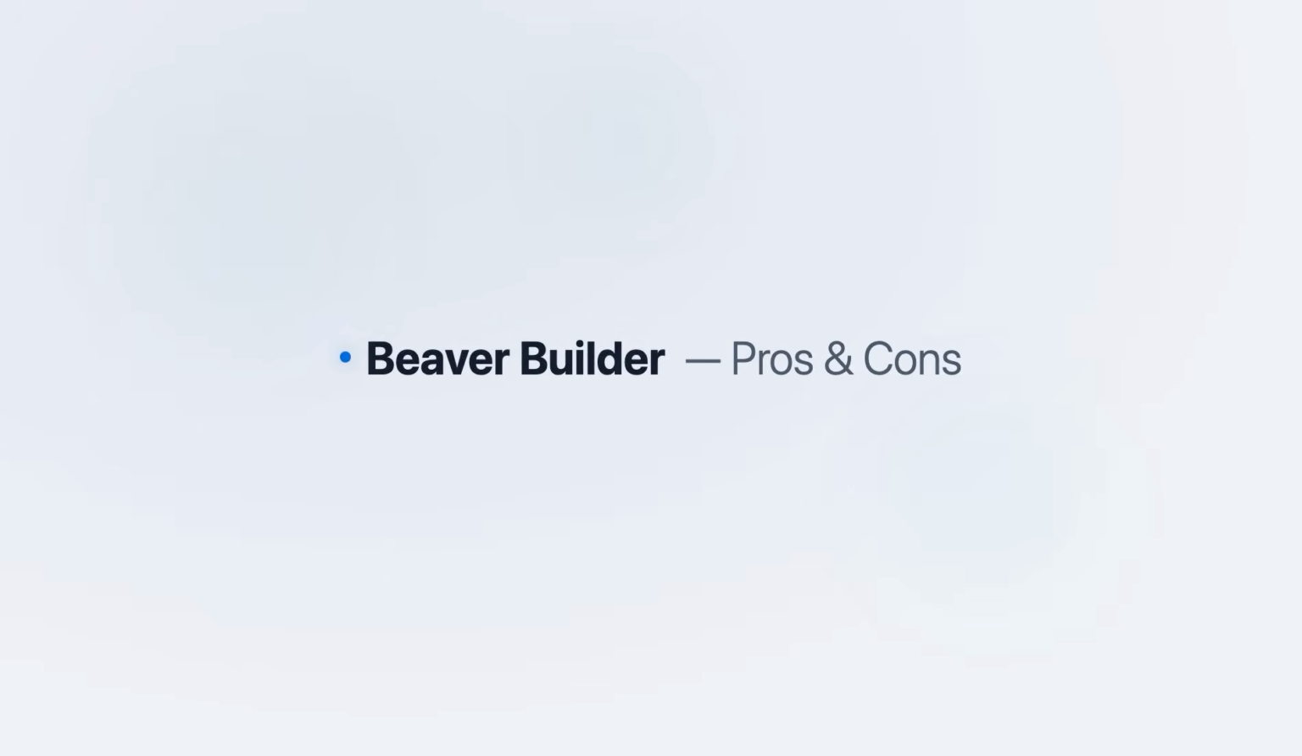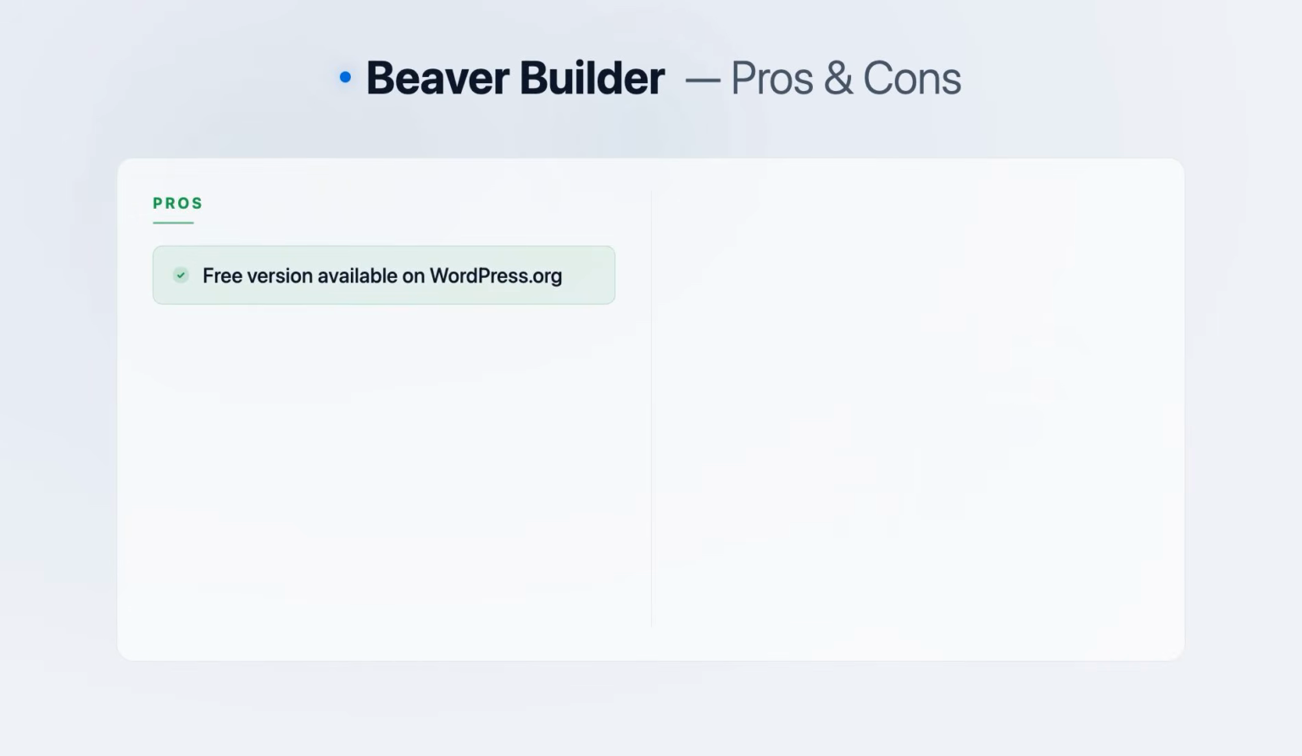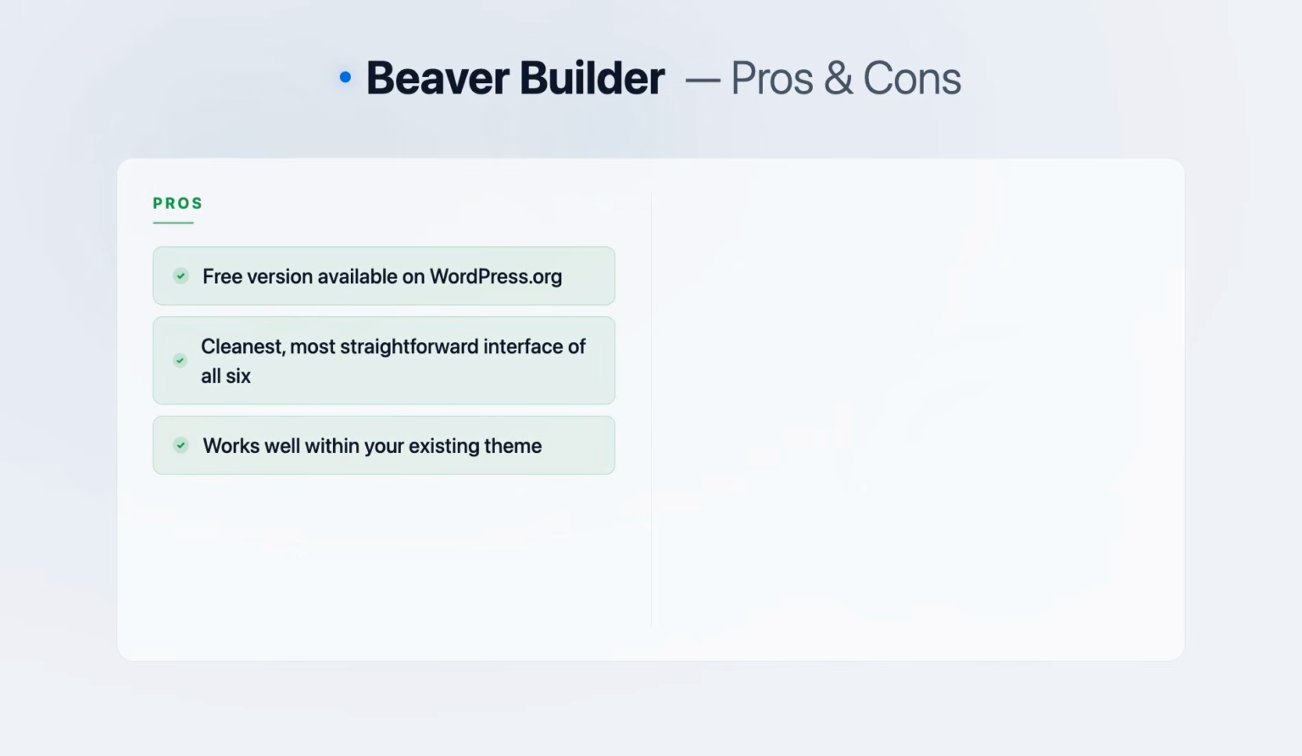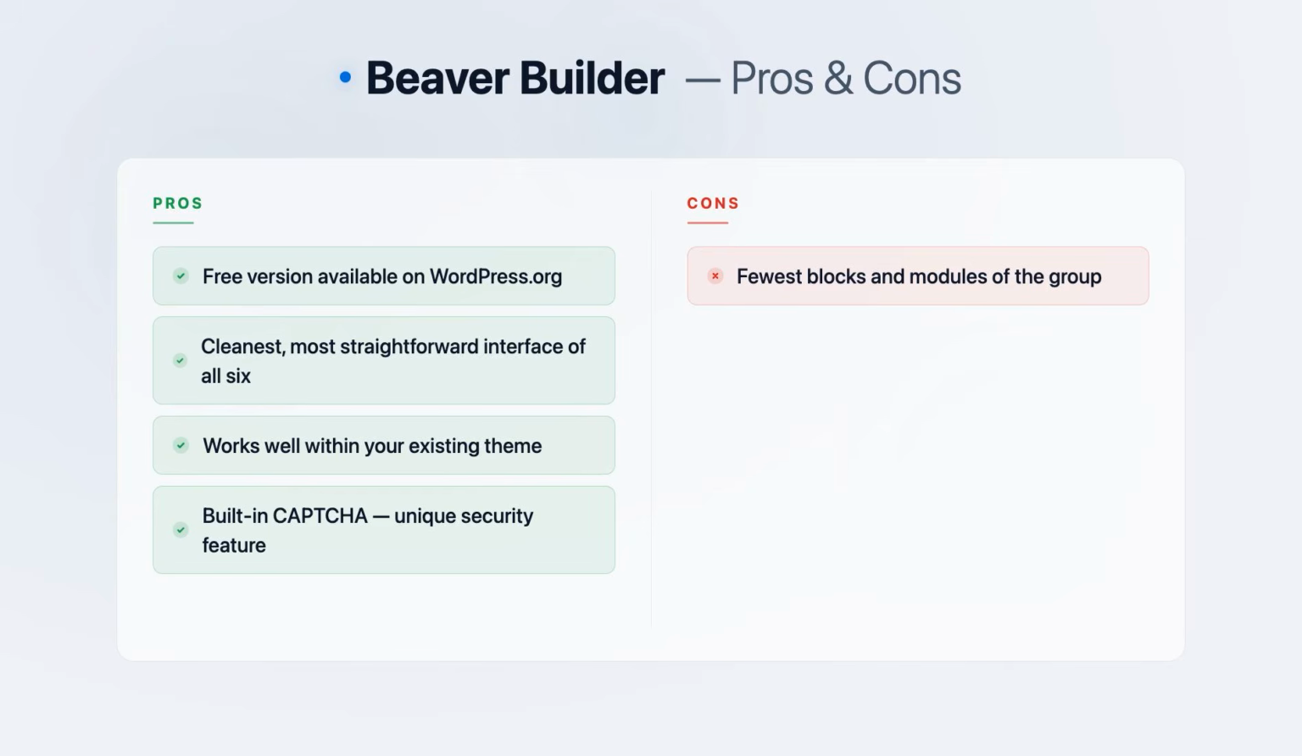Now it comes with pros and cons. It has a free version, as I mentioned, one of the few in the group to have a free version. It has the most straightforward interface out of this, so less overwhelming than other plugins I mentioned. So it can be very simple to start and maintain. Like I said, one of the benefits is the pre-built captcha features, but on the cons, the number of modules that you get is quite limited. So if you need specialized options for conversions, conversion optimized templates, then Beaver Builder might not be the best choice.